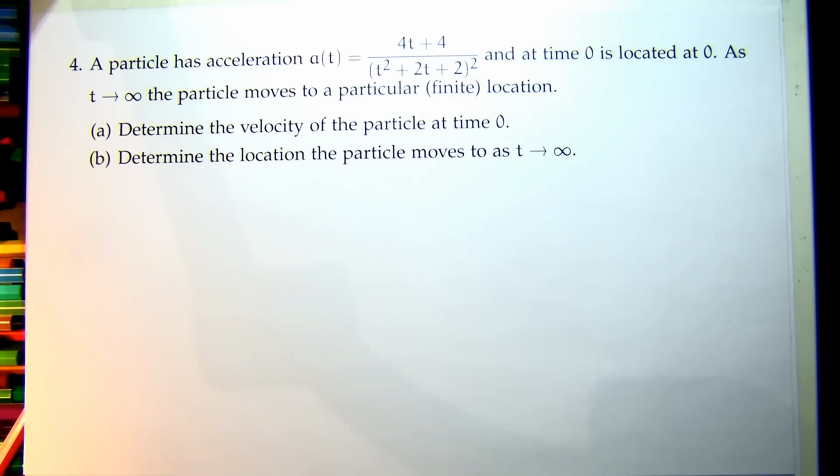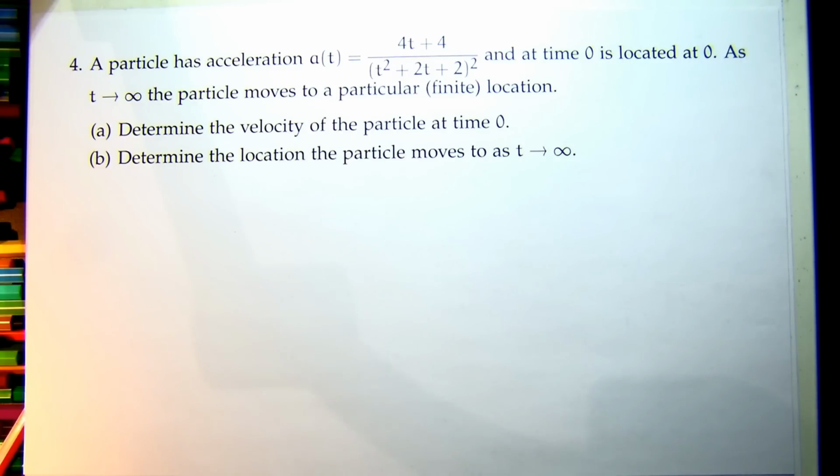And that's what we're told. So we're really told two pieces of information. We know where it's starting, and we know where it's going to end up if we let time go to infinity. So given those two pieces of information, we want to A, say what's the velocity of the particle at time 0, B, where does the particle move as time goes to infinity?